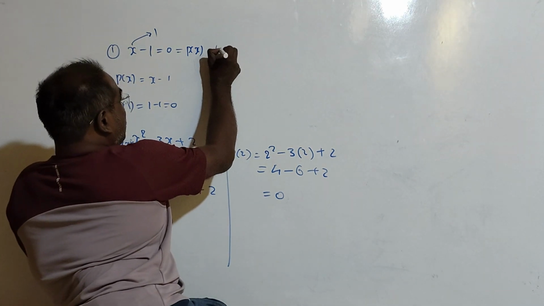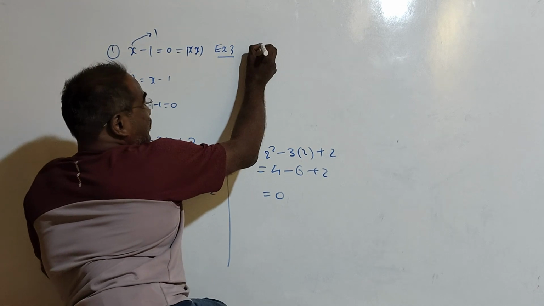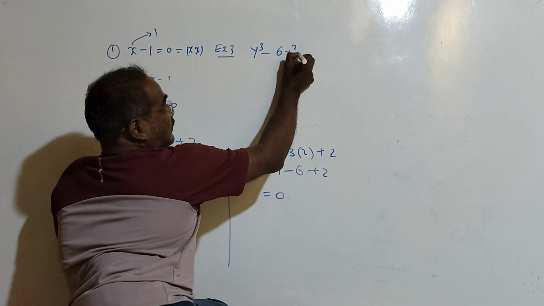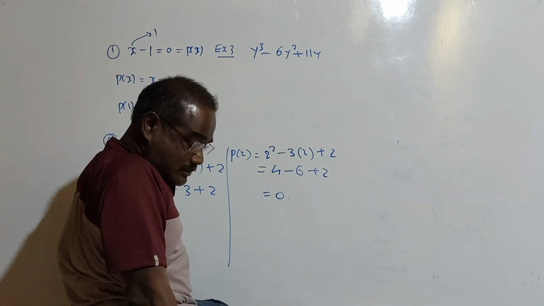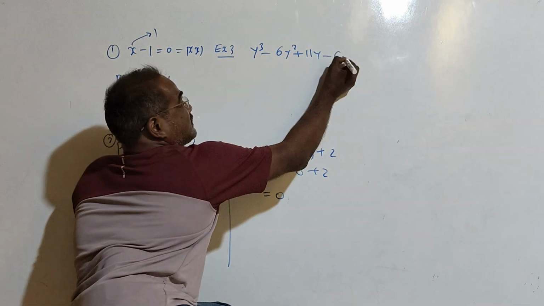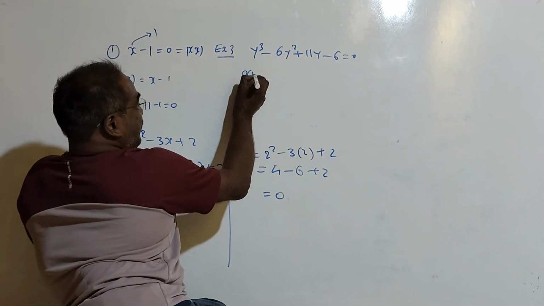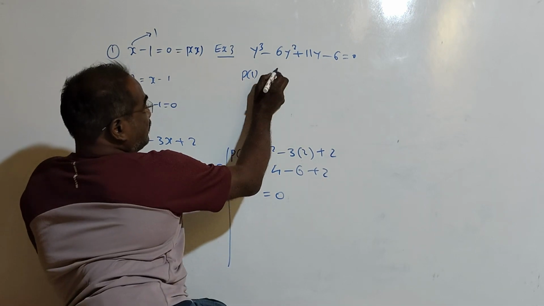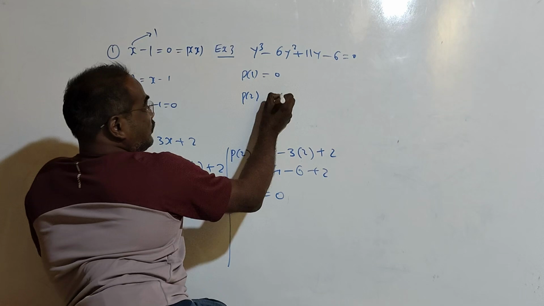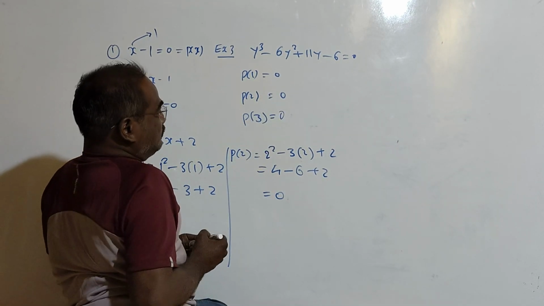Next, example number 3, that is y cube minus 6y square plus 11y minus 6 equal to 0. See, p of 1 becomes 0. You try. p of 2 is equal to 0. p of 3 is equal to 0.